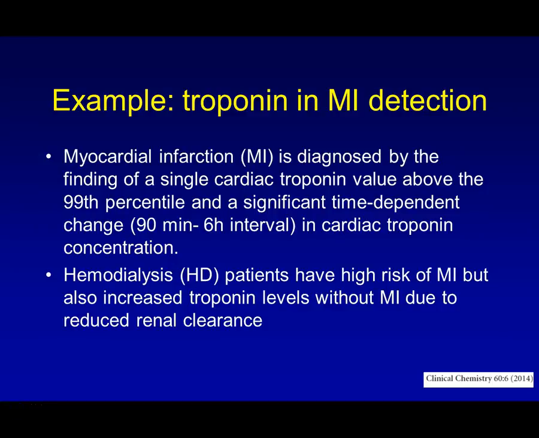So myocardial infarction is diagnosed by the finding of either a single cardiac troponin value above the 99th percentile of a healthy subject, but more important, we use a significant time-dependent change in cardiac troponin concentration, and for this we use an interval of at least 90 minutes, but preferable 6 hours. It should be noted that dialysis patients have a high risk of myocardial infarction, but also an increased troponin level without having a myocardial infarction, and this is because of the reduced renal clearance of troponin.